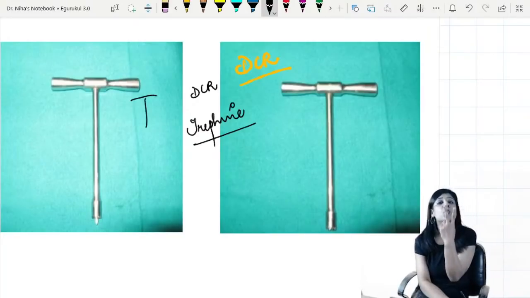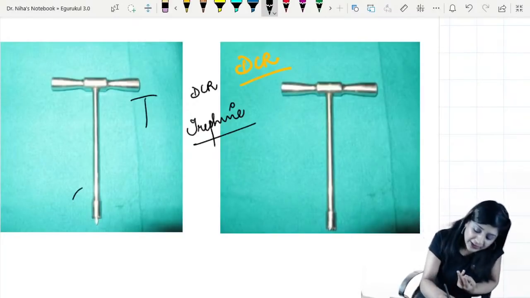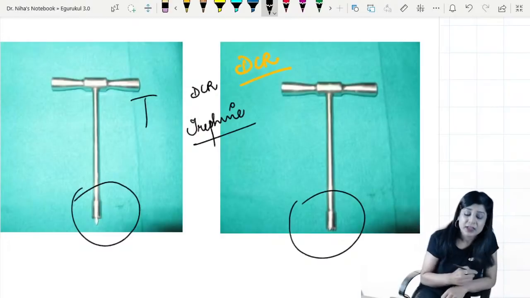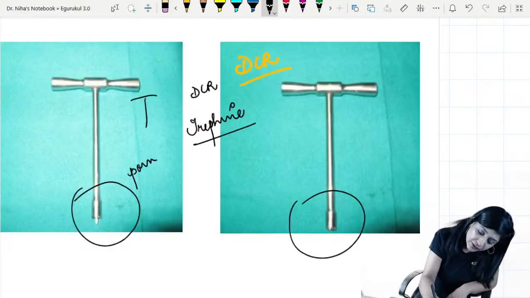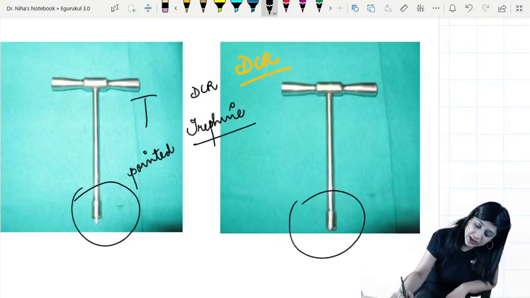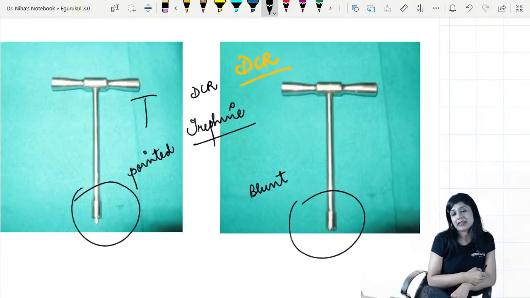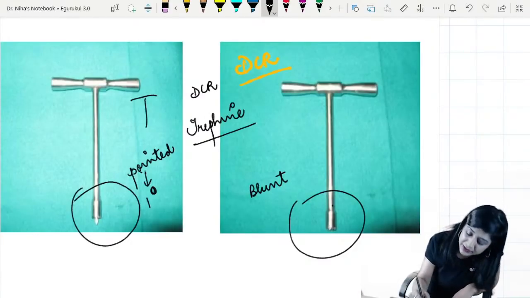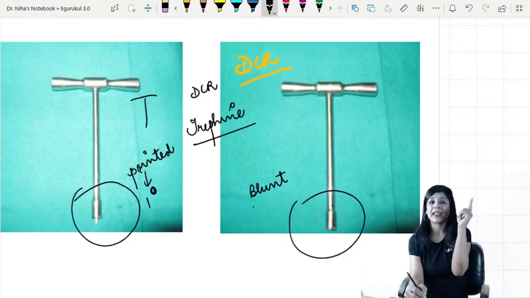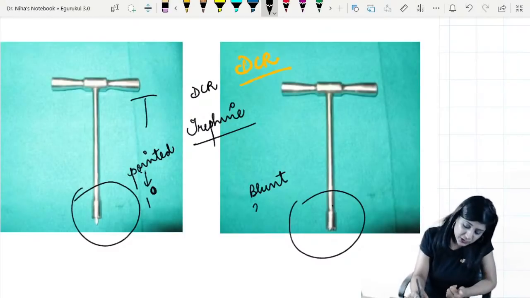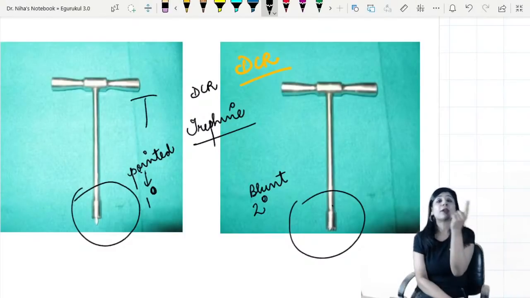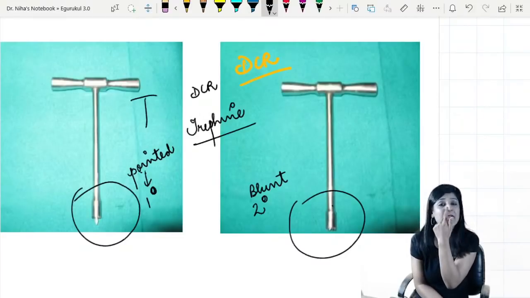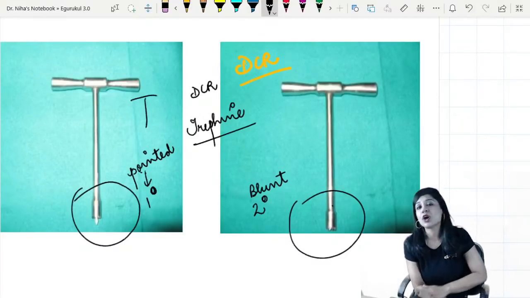Now we have got two types of trephine. One is this and one is this. One is the pointed trephine and another is the blunt. Now P for P, the pointed is your primary trephine and the blunt is your B, which comes at the second number. This is second. So this is your secondary trephine. P for P, pointed is your primary, and B comes at second number. So this is your secondary.